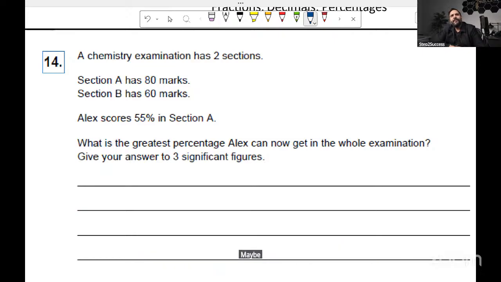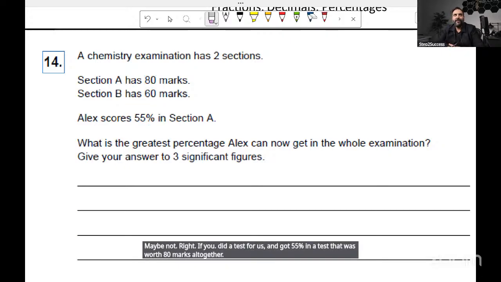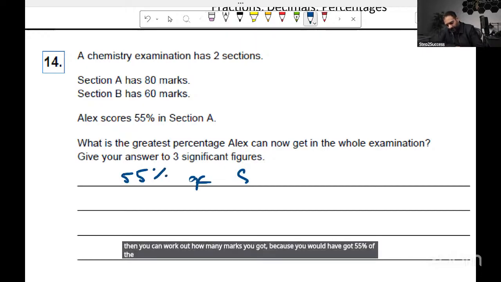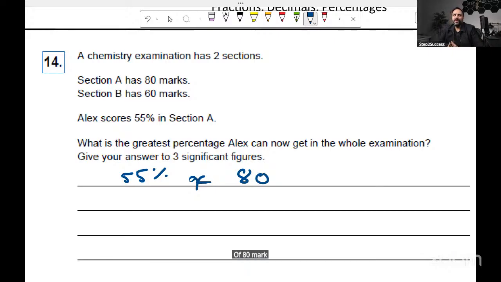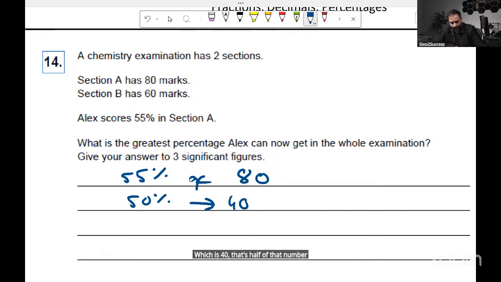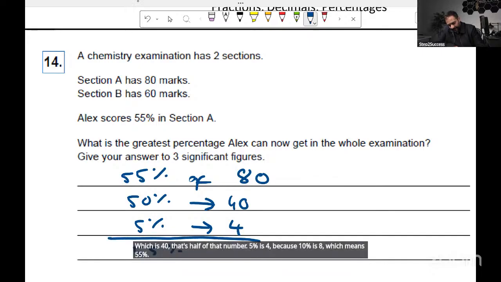Maybe not. If you did a test and got 55% in a test that was worth 80 marks altogether, then you can work out how many marks you got, because you would have got 55% of the total of 80 marks. I'll do this without a calculator. To work out 55% of 80, I'm going to work out 50% first, which is 40. That's half of that number. 5% is 4, because 10% is 8, which means 55% is 44.